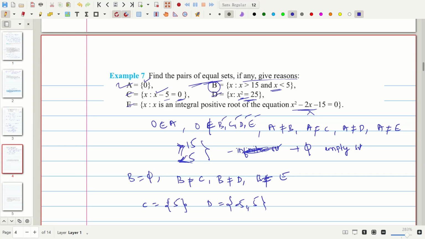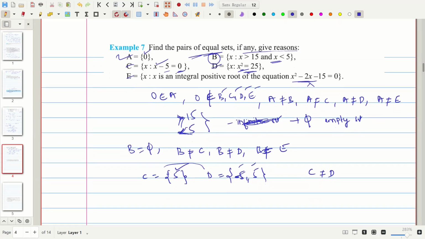Therefore C and D are not equal, because here minus 5 is there. 5 repeats, but the sign is different. We cannot say these two sets are equal, because minus 5 is different from plus 5. C is not equal to D.